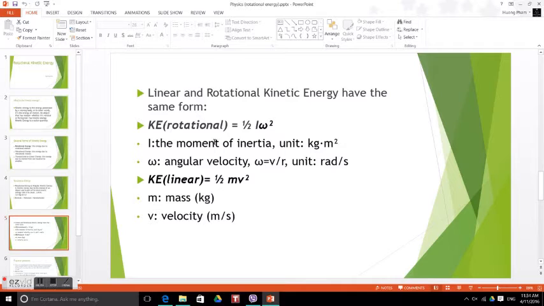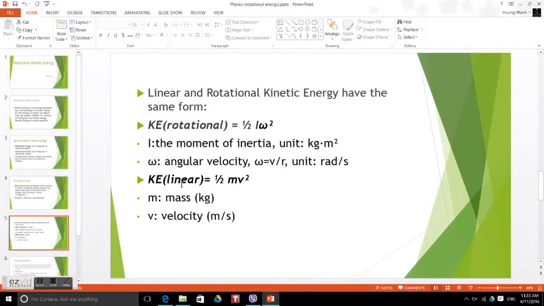I is the symbol of the moment of inertia. The unit is kilogram times meter squared. And omega is the symbol for angular velocity. Omega is equal to v over r, where v is velocity and r is radius. The unit for omega, or angular velocity, is radian per second.